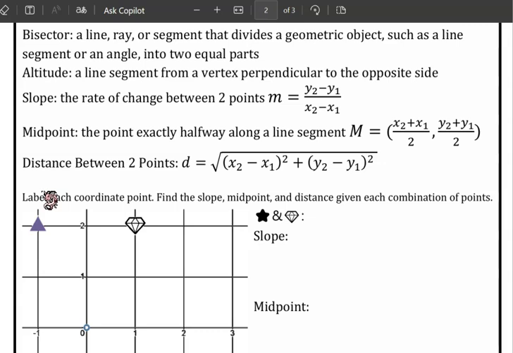The midpoint is the point exactly halfway along a line segment. M equals x2 plus x1 over 2, comma, y2 plus y1 over 2. And the distance between 2 points is d equals the square root of x2 minus x1 squared plus y2 minus y1 squared.